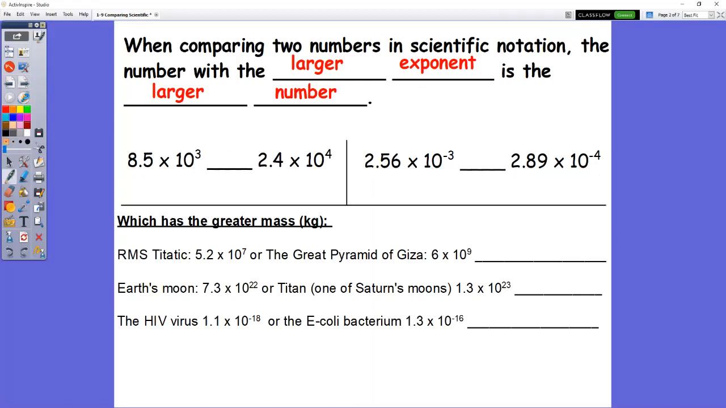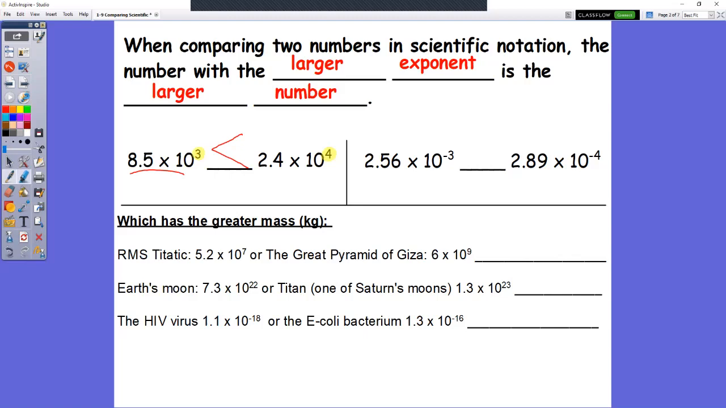So the first example, 8.5 times 10 to the third. We're comparing the exponents, and 10 to the fourth is the larger number. So this sentence would read 8.5 times 10 to the third is actually less than 2.4 times 10 to the fourth. Again, this number is less than this number because the larger exponent tells us that.